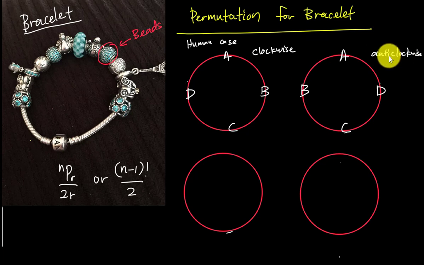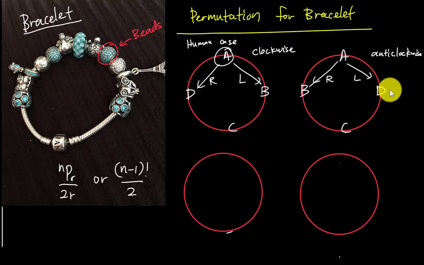So if these are humans, definitely we can see the difference. Because if I'm person A, you can see right now my right hand side is person D and my left hand side is person B. But in this case, my right hand side will be person B and my left hand side is person D. So if I'm sitting here, definitely I can tell the difference when B and D swap places. This is what I call when clockwise and anti-clockwise are not the same. So in these cases, you can only use (n minus 1) factorial. You do not need to divide by 2.